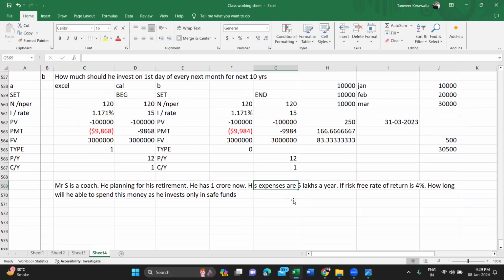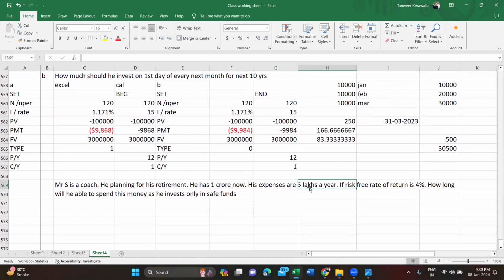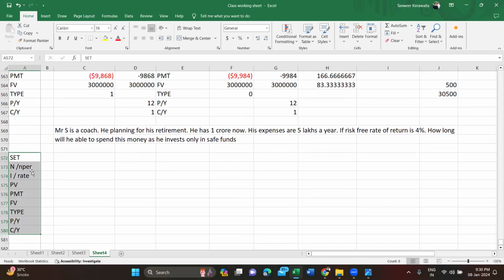So if he wants to spend 5 lakhs a year, and if he wants only to invest in safe funds, that means he doesn't want to take risks. So for how long can he survive at this rate? That's what we have to answer here. So basically, they are asking us the time, how many years? Now it's 5 lakhs a year, so it's a PMT, but it's yearly. So we don't have to convert into months and everything here, right? So time we have to find out. That's not given to us. Rate is 4%. We can take directly 4% because now it's a yearly problem. We don't have to convert into monthly and everything.